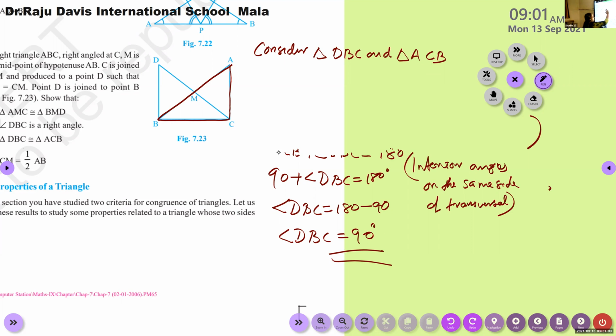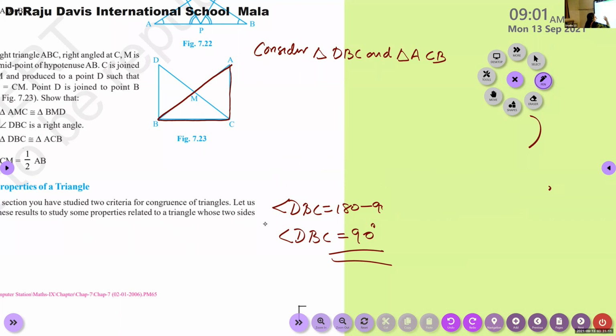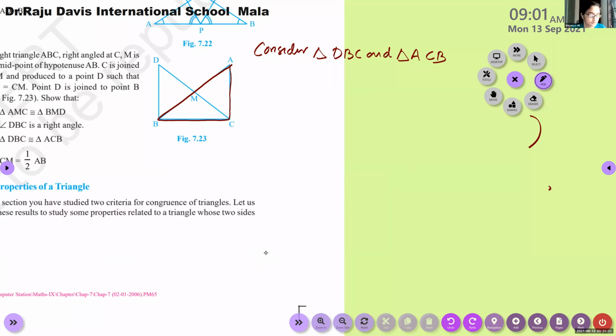Okay, now try to prove their congruence. One by one, say anything that is equal. B and C are both 90 degrees. Good. We can write angle DBC, we have just proved angle ACB is 90 degrees, and DBC is also 90 degrees.